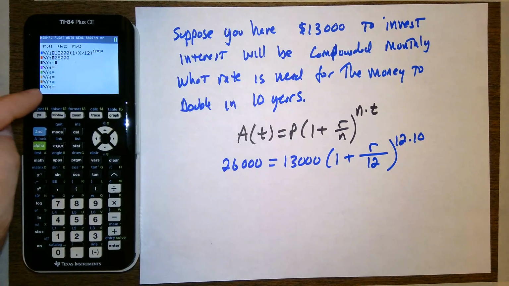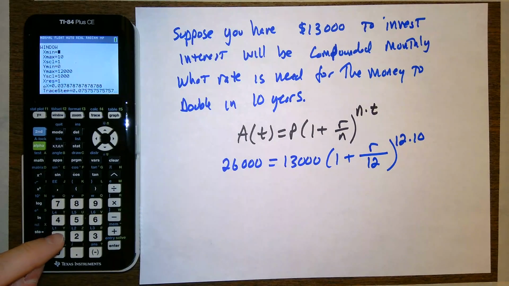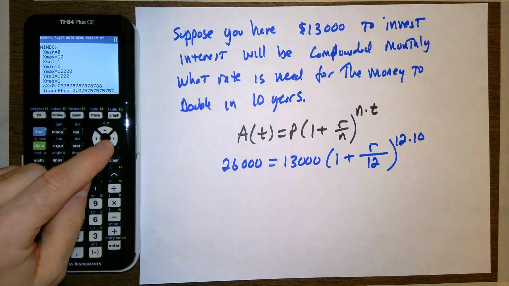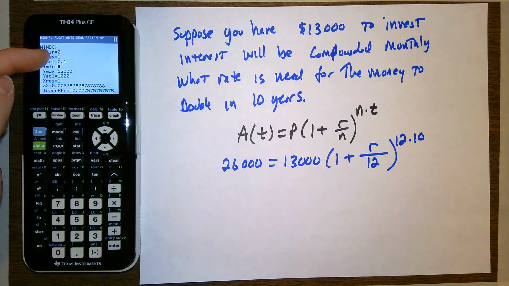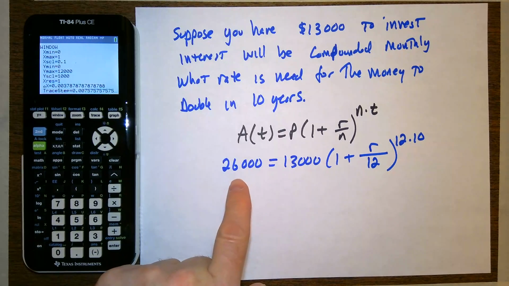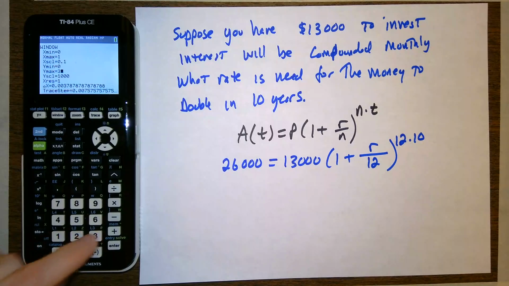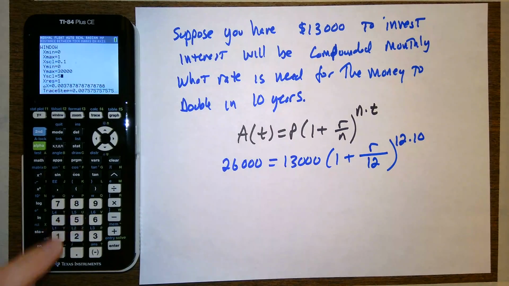I have to think about the window again. So as I go to my window, x here represents my rate. Now, 0 to 100 doesn't seem to make sense. My rate is going to be 0 to 1, scaled in 0.1 increments. 0 to 100%, scaled in 10% increments. And my money, I'm going to go from 0 to, well, 26,000 is what I'm really looking for. So I'm going to go to 30,000, scaled in maybe 5,000 increments.